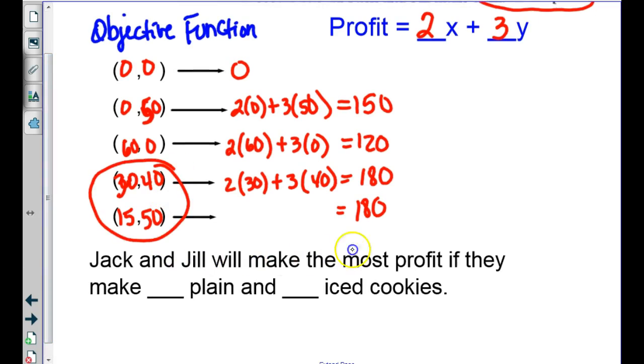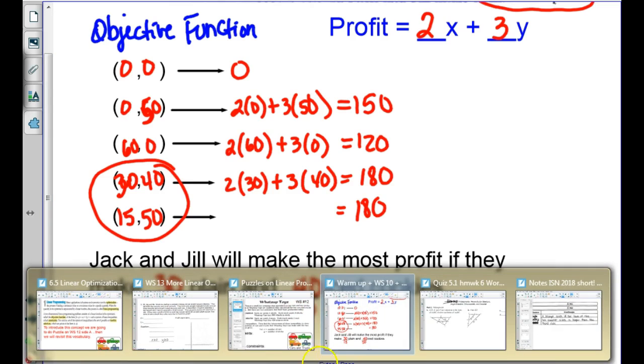So Jack and Jill make the most profit if they make 30 boxes of plain and 40 of iced, or 15 of plain and 50 of iced. It just so happens that there's 2 points that have the same. On the quiz, there'll only be one. So they could either use another constraint to decide which of those was a better plan, or maybe Jack says, I'm not feeling the iced cookies today, so let's go 30-40 because then I can leave 30 of them plain instead of having to ice quite so many, whatever.